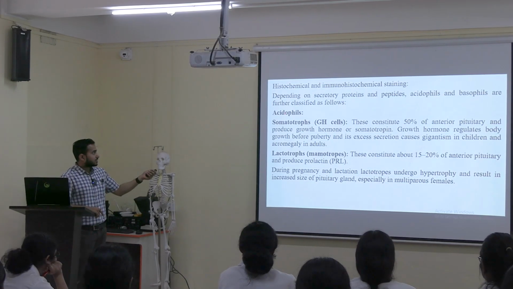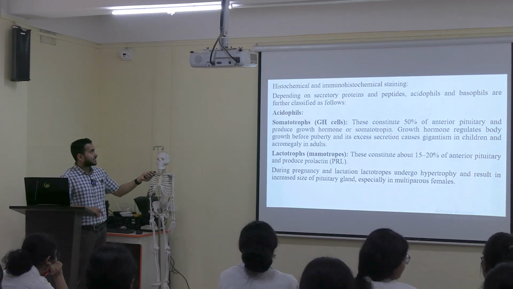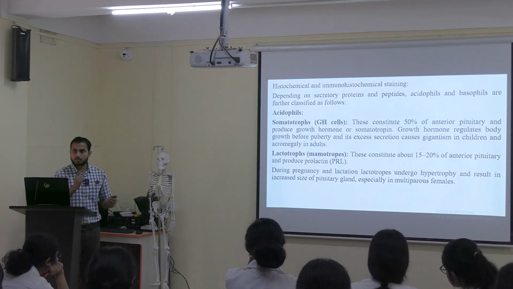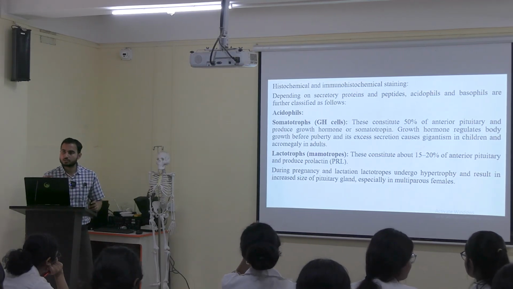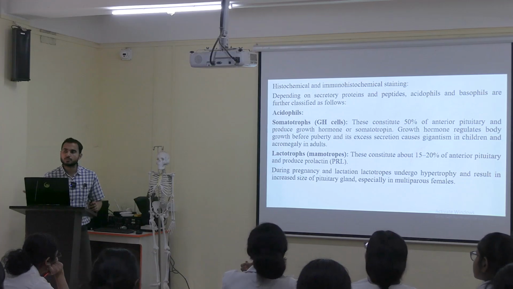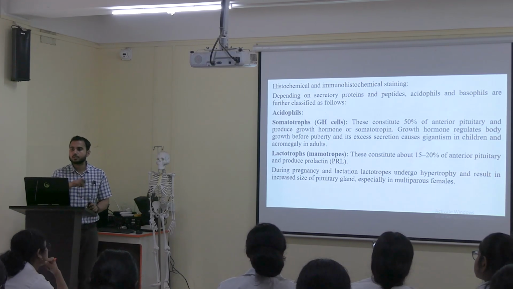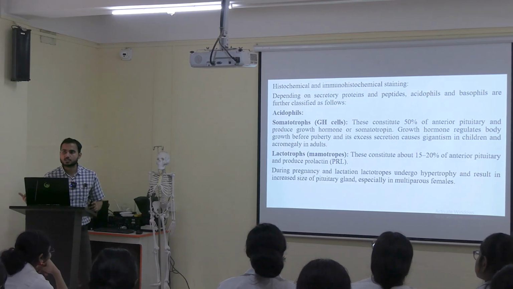Okay, so under acidophil, depending on the secretory protein and peptide, two types: somatotropes and lactotropes. Somatotropes secrete which hormone, and what is its function. Lactotropes, which hormone and what is the function. So this is about the acidophil. What is the next? Basophil.